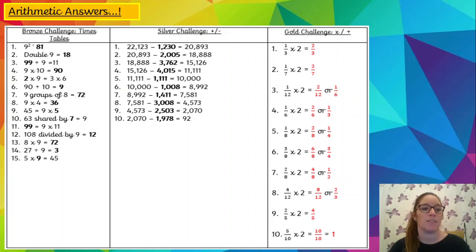Okay, so here are your answers. You'll notice that with the gold challenge, I've given you 2 fractions on some of the answers. That's because the answers can be simplified. Like I always say on my videos and in the classroom, if you can simplify a fraction, it's a really good habit to get into. But if you've put the answer for number 3 as 2/12 and haven't simplified it to 1/6, then that's absolutely fine. It's not a problem. Still mark it as correct. Just remember next time to try and simplify it if you can.